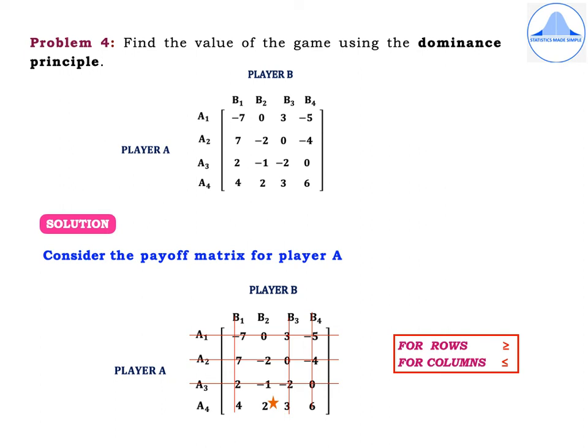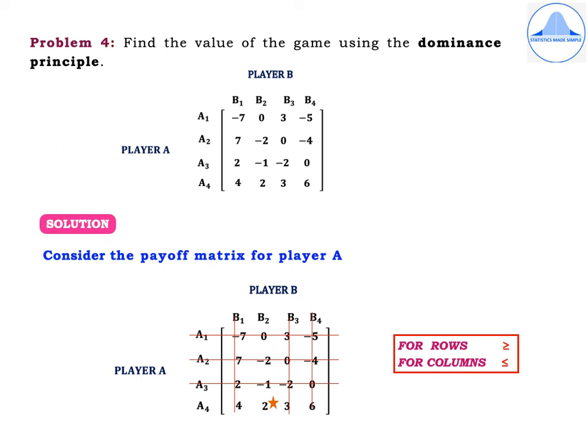Now let us compare B2 with B1. So when you do that, you will see that minus 2 is less than 7 and 2 is less than 4. So it means that B2 dominates B1. So delete the column B1. Now compare B2 with B3. So when you compare B2 with B3, you see that minus 2 is less than 0 and 2 is less than 3. So it means that B2 dominates B3 and you delete column B3.